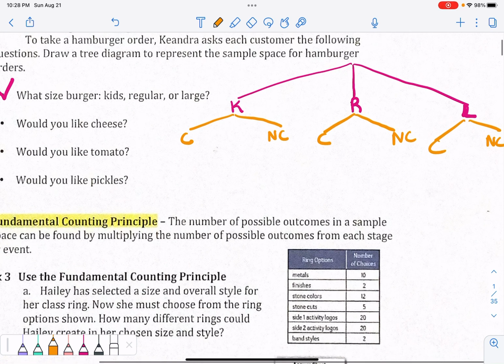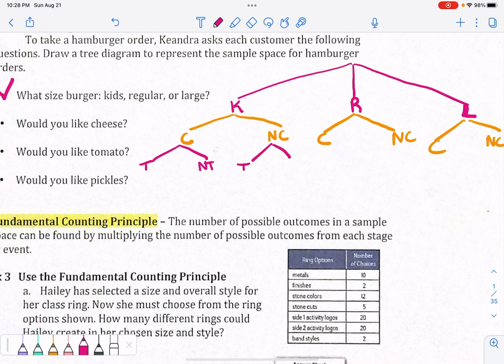Okay, and then we have tomato. I'm going to go back to red. Tomato, no tomato. Tomato, no tomato. Tomato, no tomato.